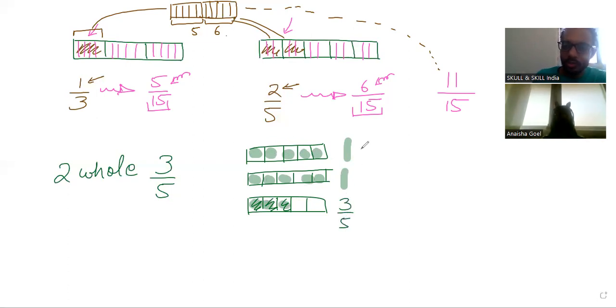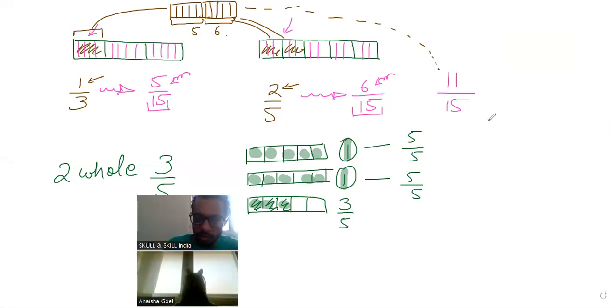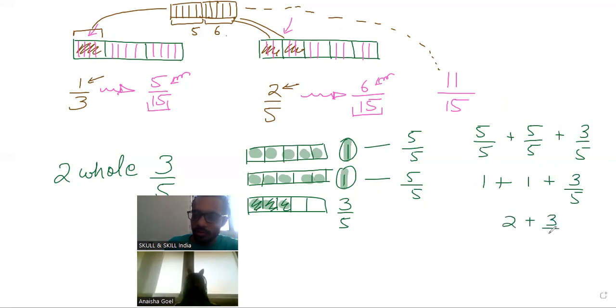Yes. So if this is one whole, and 3 out of 5, isn't it 5 out of 5? Yes. So there could be multiple ways I can write it. See, look, I'll show it to you, okay? First sweet, 5 out of 5. Second also 5 out of 5. Third, 3 out of 5. Now I can write it as 1 plus 1 plus 3 out of 5. Then I can write it as 2 plus 3 out of 5. Or I can write it as 2 whole and 3 out of 5. This represents a whole, complete object. Is it okay? Yes.